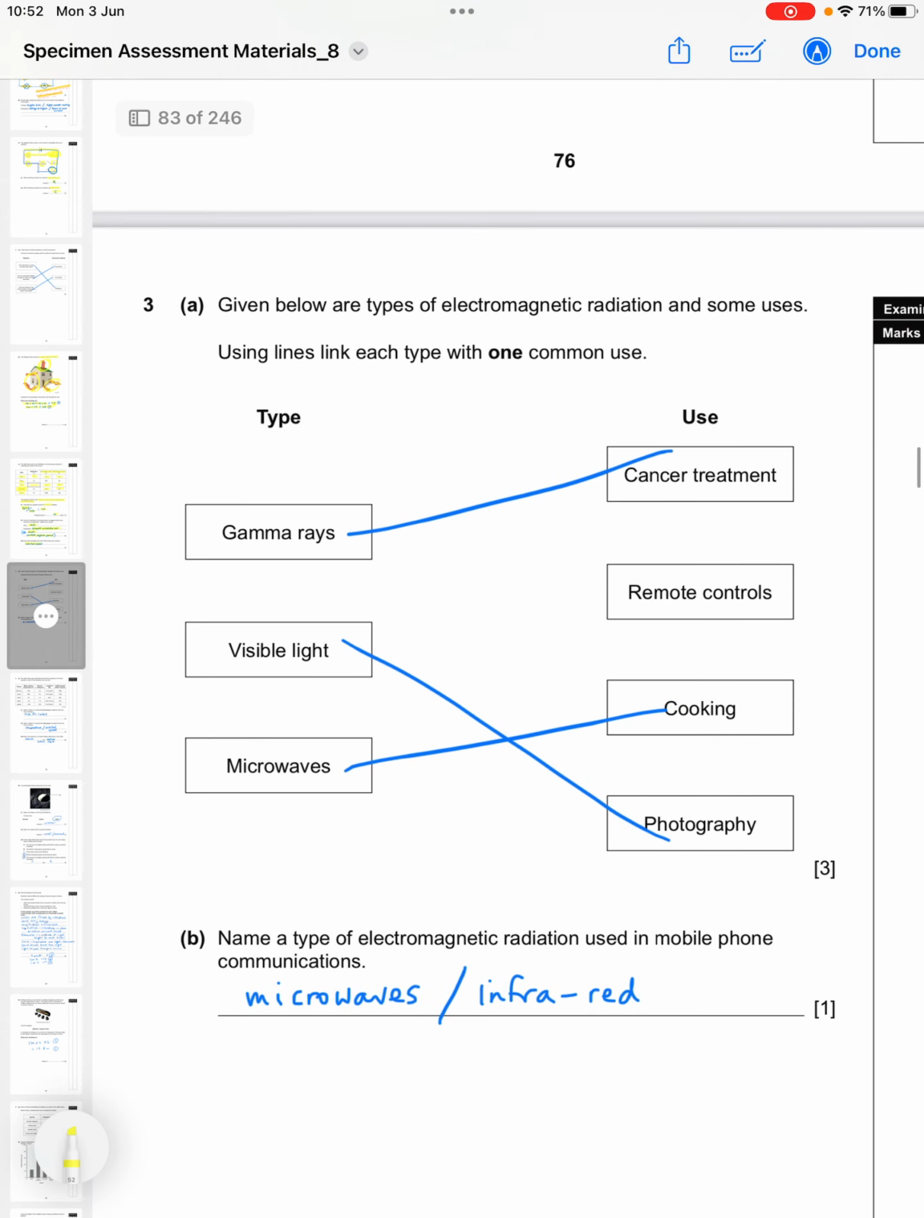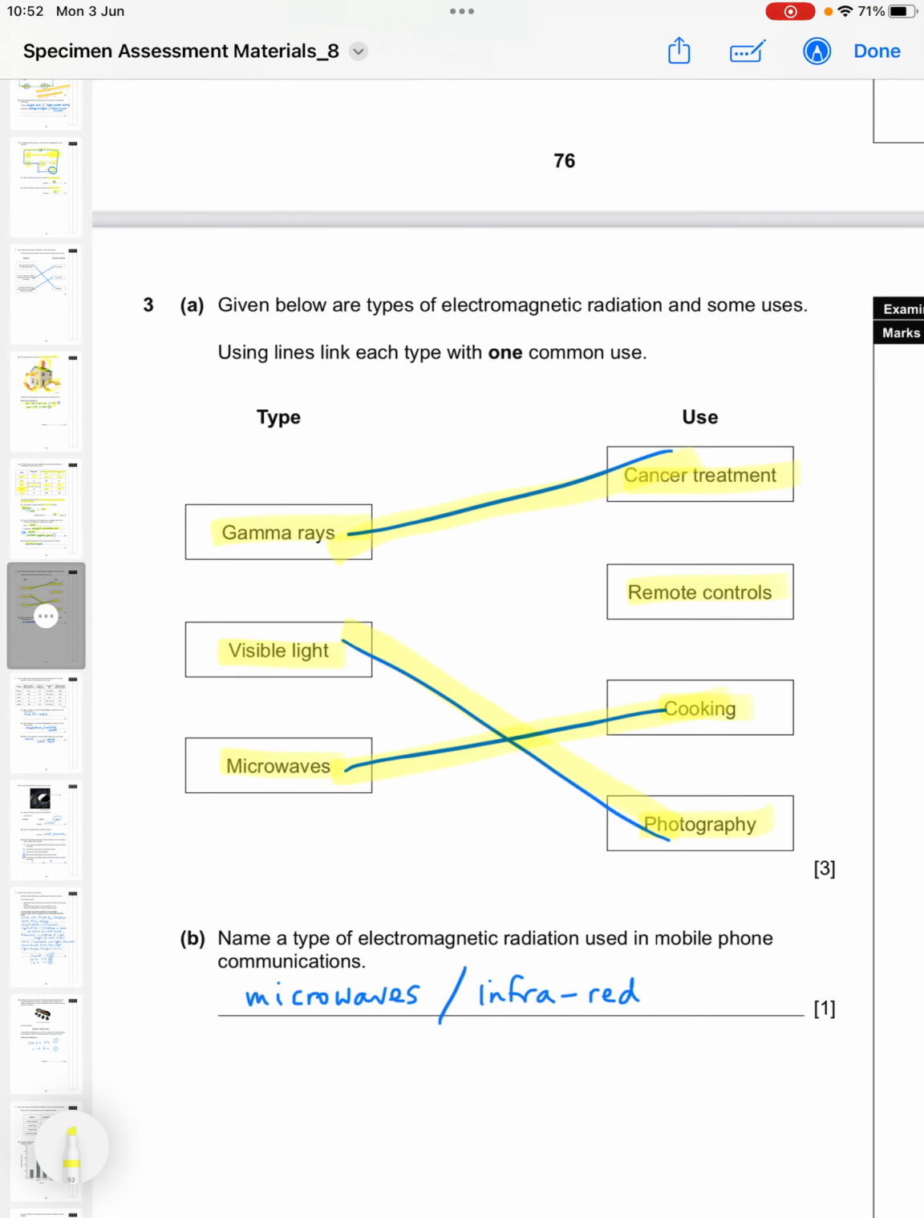So given below are types of electromagnetic radiation and some uses. Using lines link each type with one common use. So we have gamma, ultraviolet and microwaves, and then the uses: cancer treatment, remote controls, cooking and photography. So gamma is used for cancer treatment, as we know. Visible light would link to photography, and then microwaves to cooking. The one which is missing there would be infrared for remote controls.